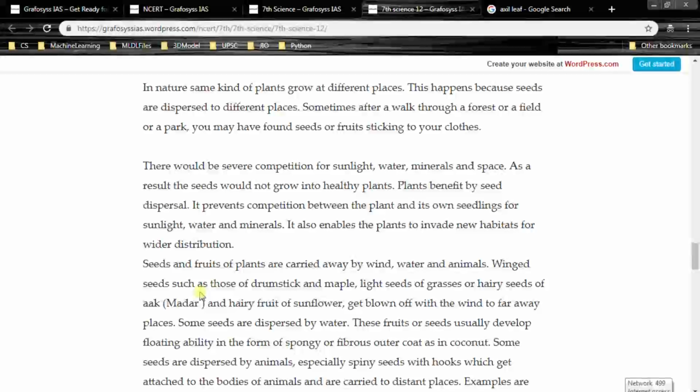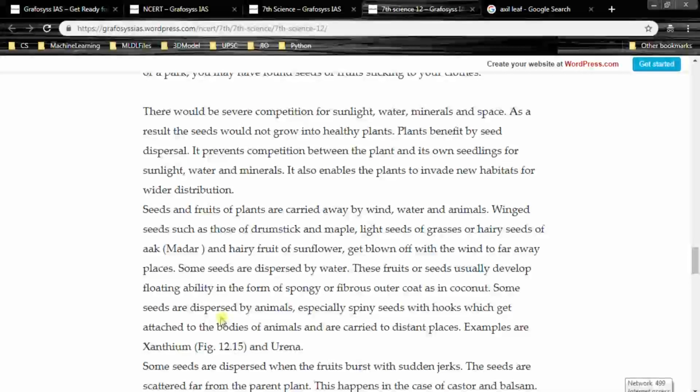So plants benefit by seed dispersal by animals or birds, etc. And it prevents the competition between the plants. There will always be competition for sunlight, water and minerals in the forest, for animals and also plants. Seeds and fruits of plants are carried away by wind, water and animals. So these are the things which transport the seeds from one place to another place.